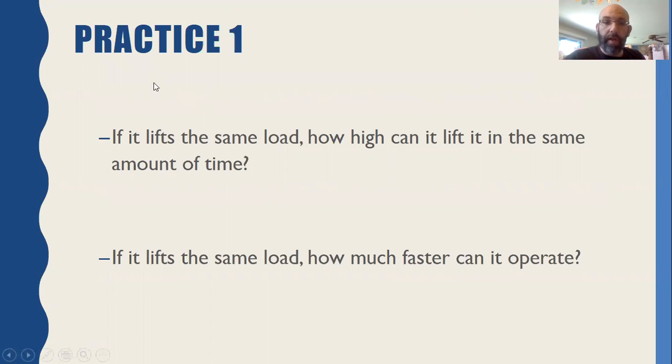So if it lifts the same load, how high can it lift in the same amount of time? Again, it's all the same idea, the same formula. Since we're talking about distance, let's rearrange the equation to look like this: power equals, instead of work, force times distance over time. Time isn't changing, so we can kind of ignore time.